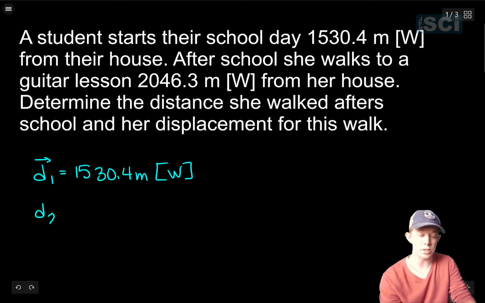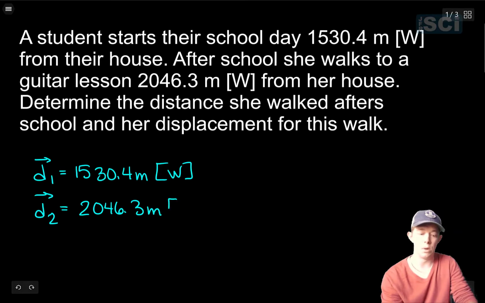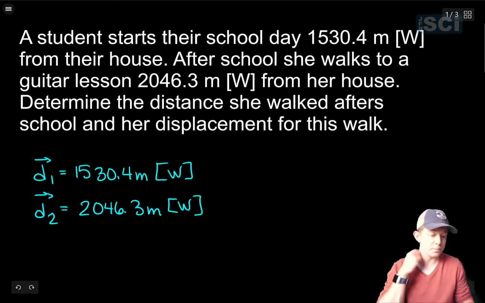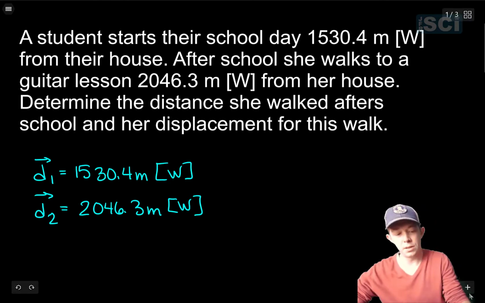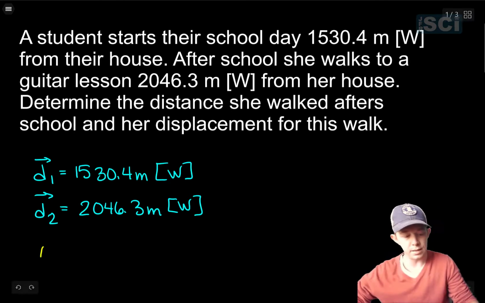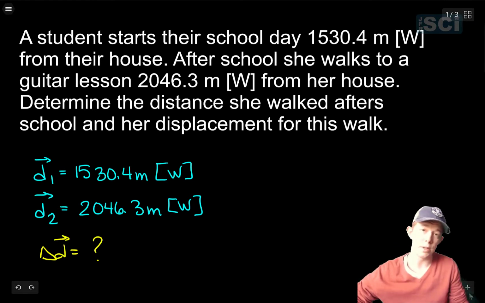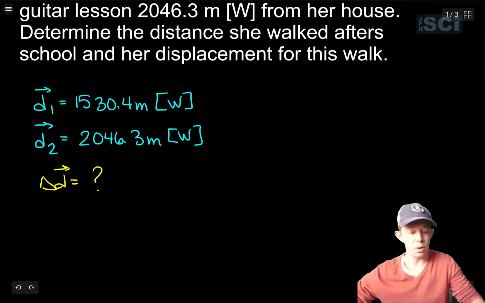The other given in the question here is that at the end of their day, they go to guitar lessons, which is at 2,046.3 meters west of their house. Okay, and what we want to do is determine two things. So we want to find out what delta D is, and we're looking for their displacement. So that's going to be the change in position. And we're also looking for their distance, so their change in distance. Okay, so that here is our delta D.